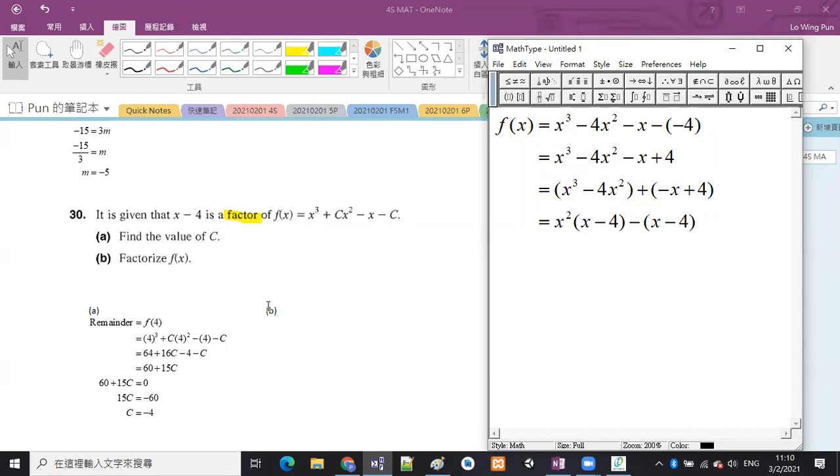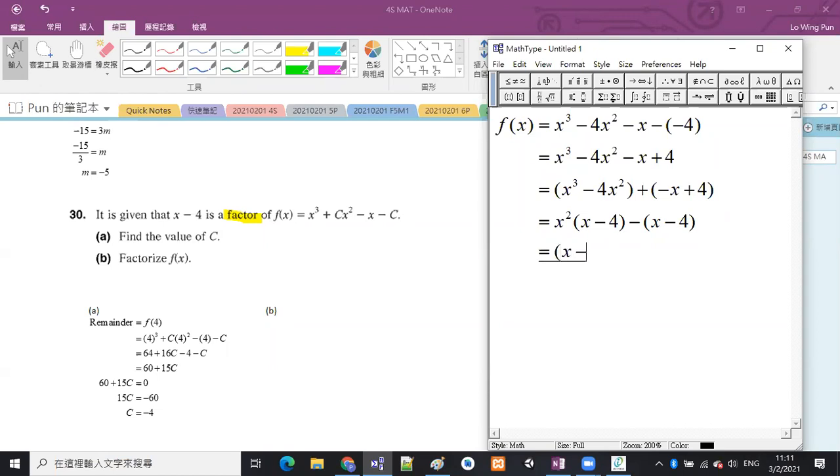We also have x minus 4 here. Okay, so if the ratio of the coefficients two by two are having the same ratio, okay, so this is positive 1 to negative 4 and negative 1 to positive 4. Okay, they have the same ratio, right? So we can use the grouping method to do the factorization.